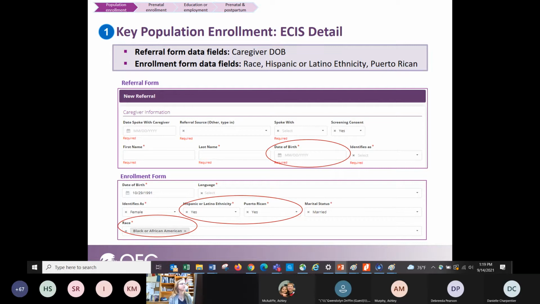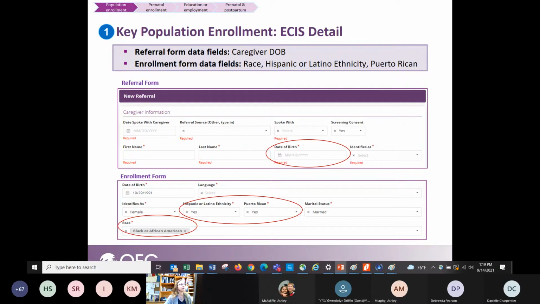The first one is the key population enrollment. Just as a reminder, this one is about those key populations being Black or African American caregivers, Puerto Rican, Native American, and younger than 20. In terms of how to get that into the system, the good news is you're doing it already when you enroll caregivers. There's not much new here.